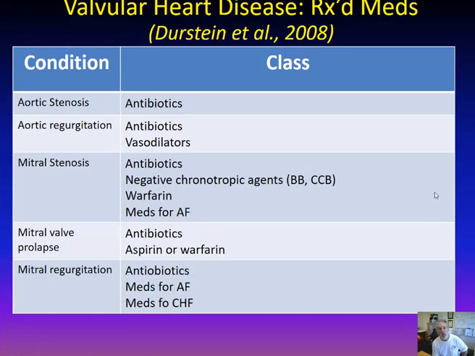All right. So what about medications that you may see? As you can see, antibiotics with aortic stenosis, aortic regurg, vasodilators, mitral stenosis. You can see mitral valve prolapse and mitral regurgitation. Notice that with mitral regurg, it's the same medications for atrial fibrillation, but also for congestive heart failure.